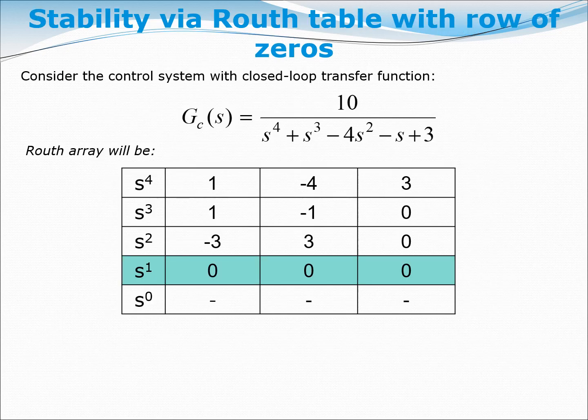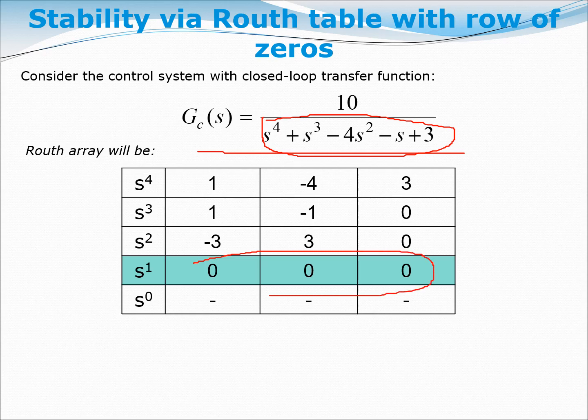Alright, we go for the second special case. Consider this closed loop transfer function, and you get this characteristic equation to develop the Routh table. What happened is that when you calculate and develop this table, the row of S1 is all zeros. So this also cannot happen in the Routh table, where we cannot proceed. So how to solve this one?